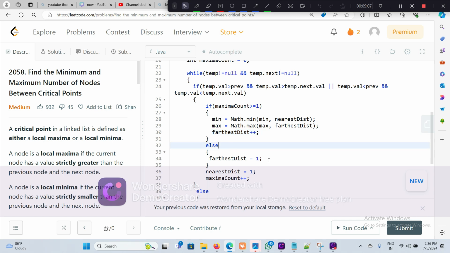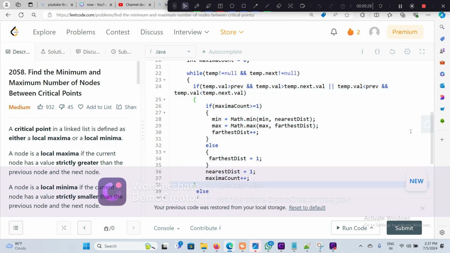Otherwise, if we are encountering the first one, if it is equal to 0, that means we have to make this farthest distance start, so this is equal to 1. Similarly, this nearest distance is also equal to 1. And maxima count I am increasing because I am going inside the true condition of it.